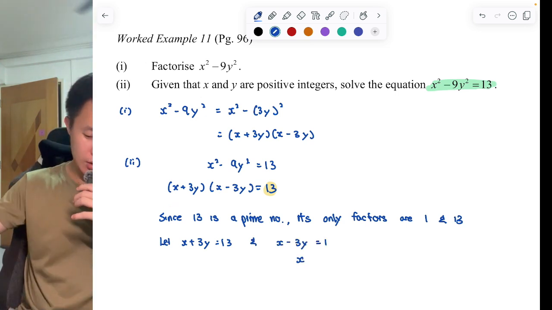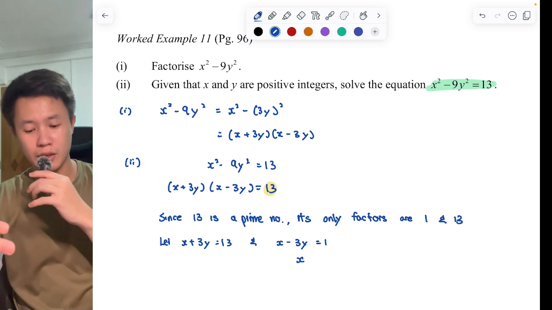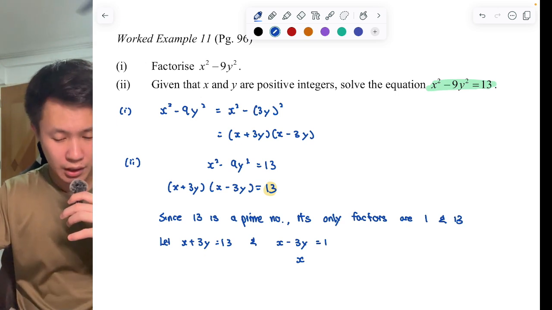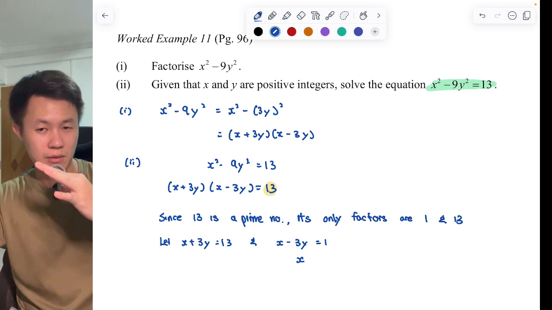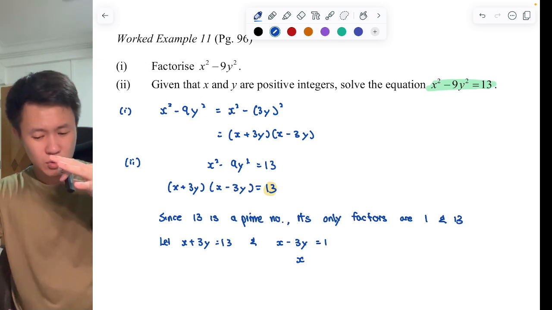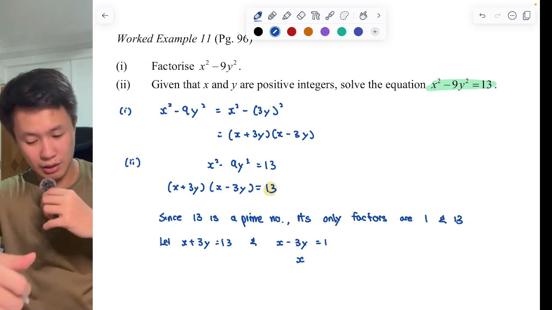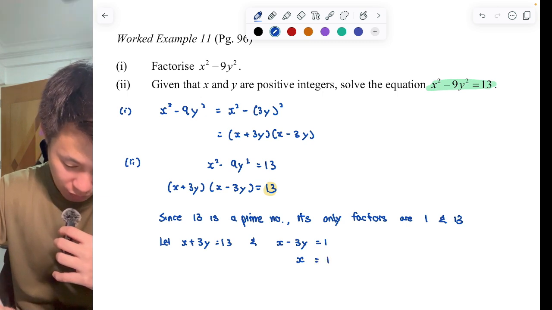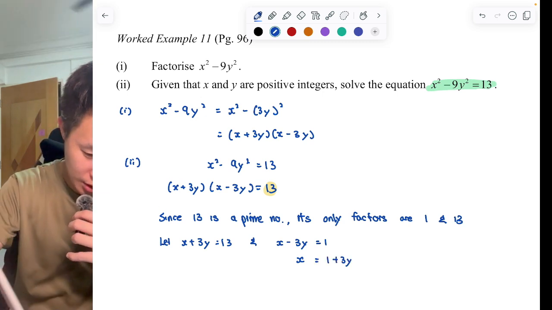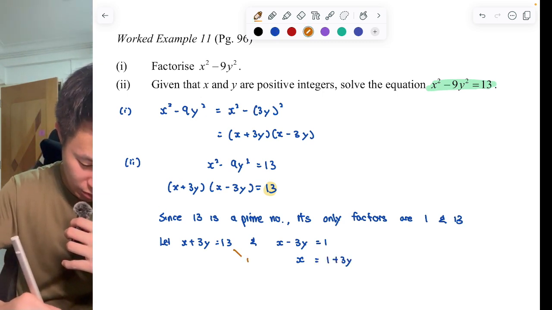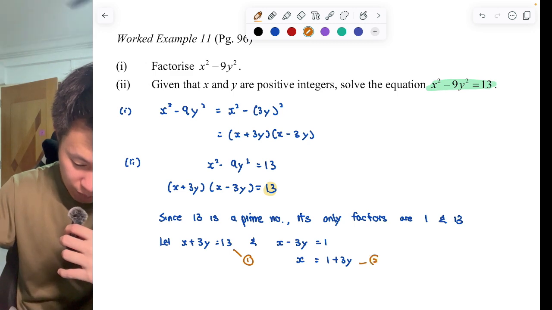You can choose either, but I will usually choose the subtraction to give the smaller number, because it makes more sense, right? When you add two numbers, it should give you a larger number, and when you subtract two numbers, it should give you a smaller number, unless the number is negative. So it could happen that way. So from here, x equals 1 plus 3y, and this is going to be a simultaneous equation. This is my equation 1. This is my equation 2.